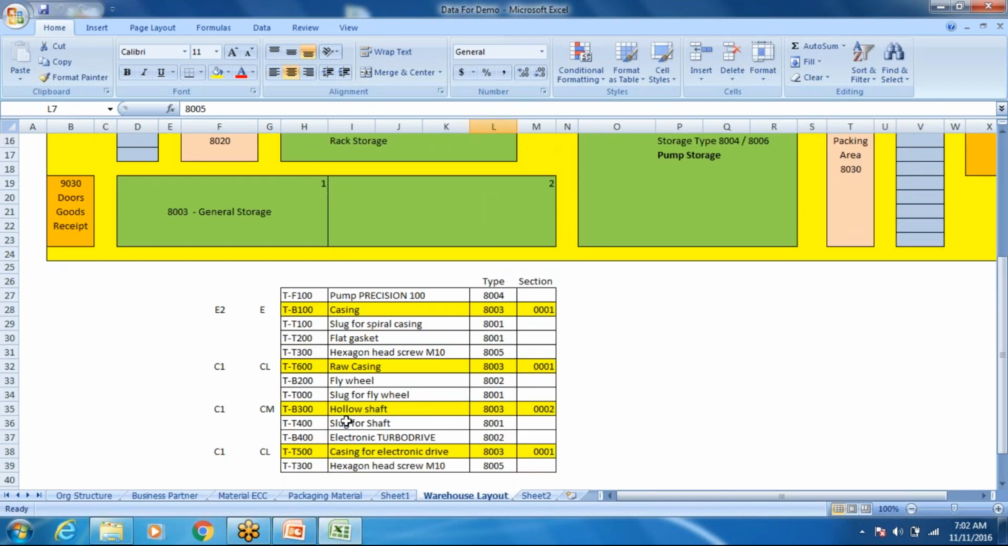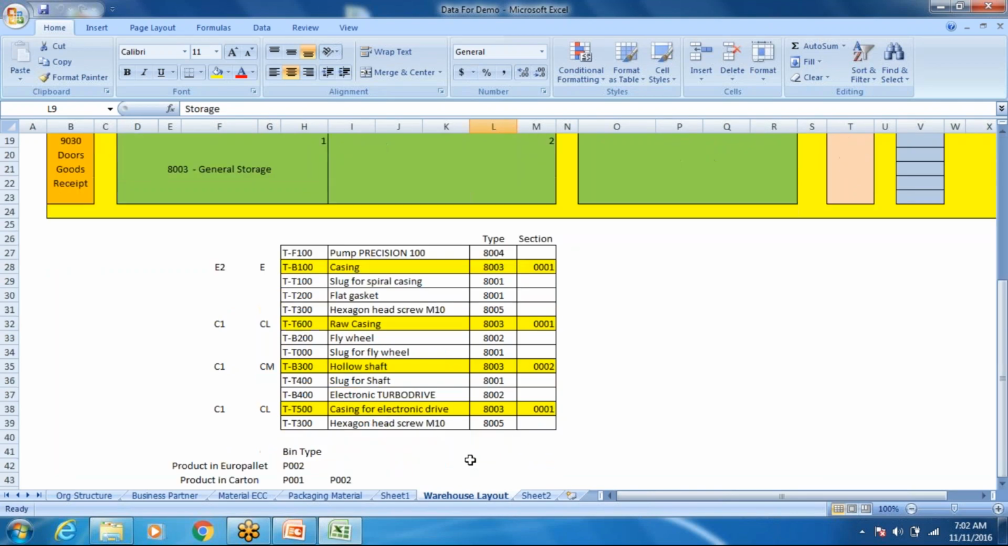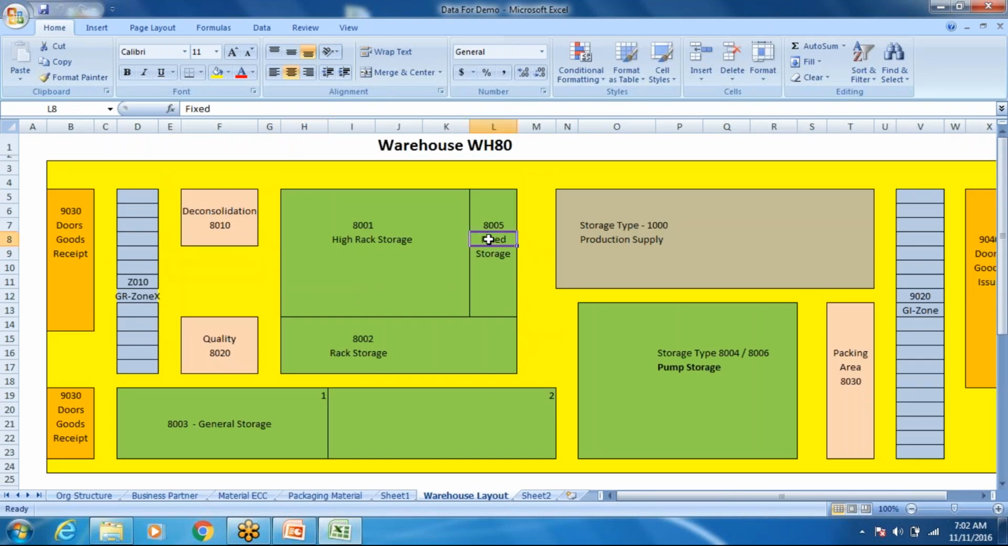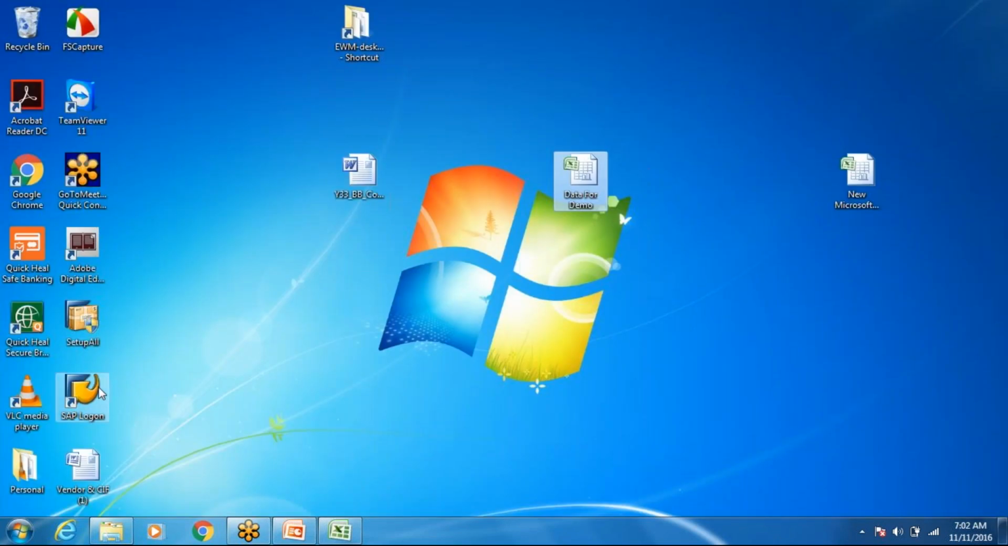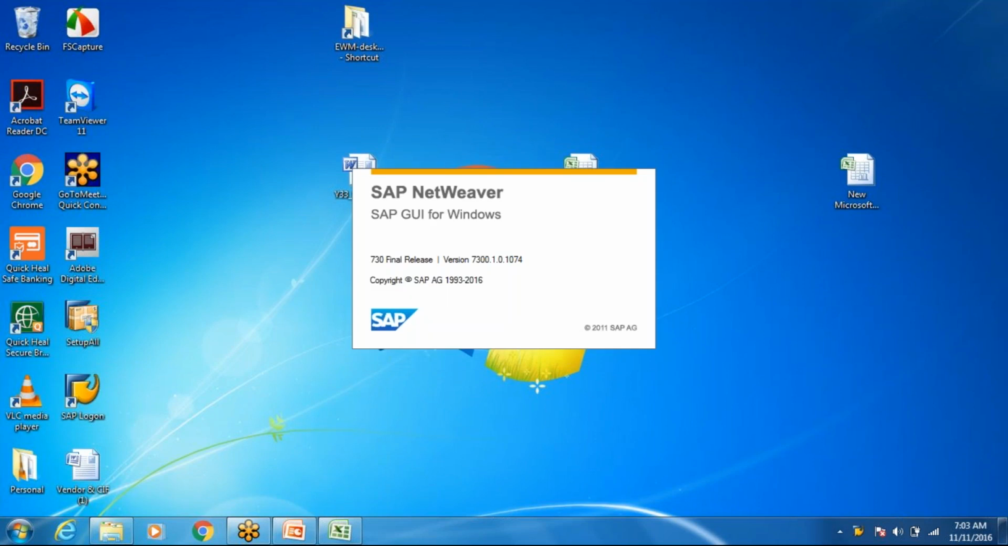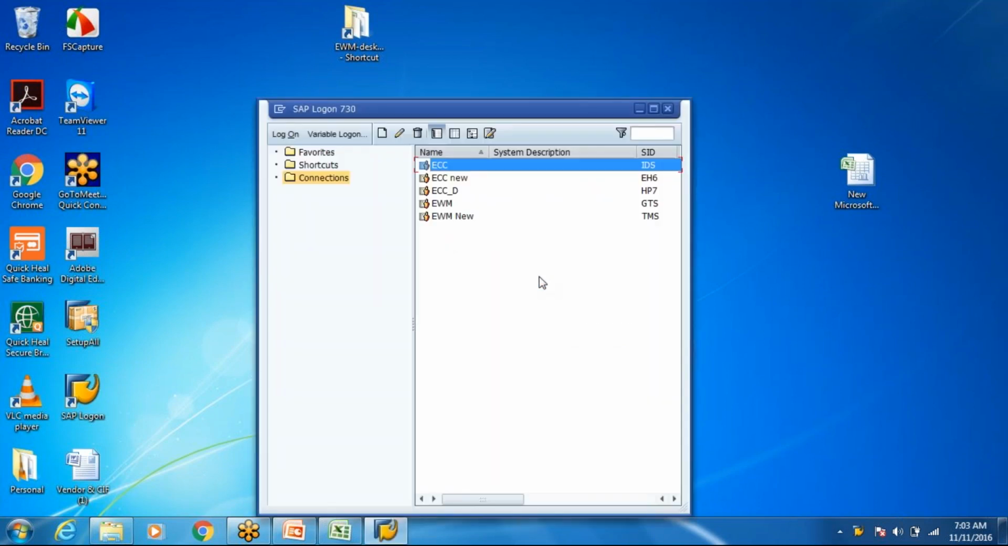Okay, so we can see for the hexagonal nuts, 8005 is the storage. So for the product hexagonal nut T300, we'll assign a fixed bin in 8005 and we'll test that when we do a put away, it always goes into that bin. I'll just assign a fixed bin and maintain the indicator for that product.